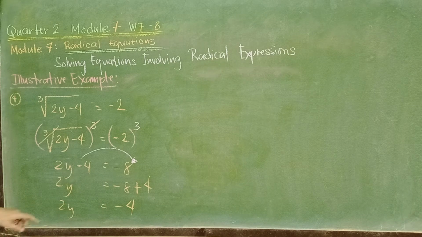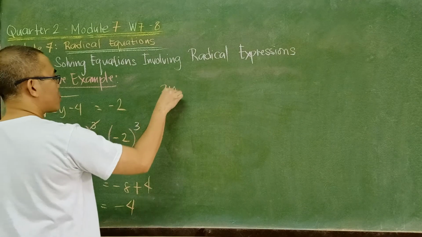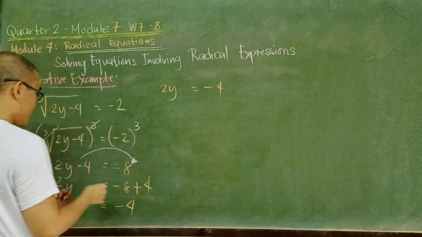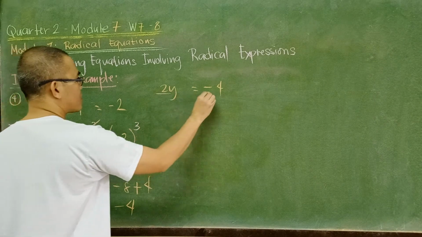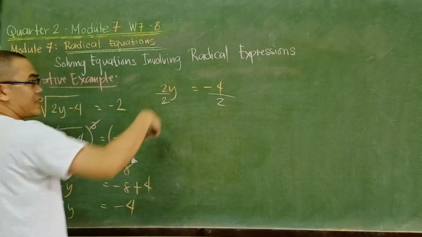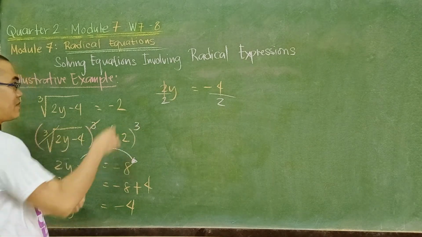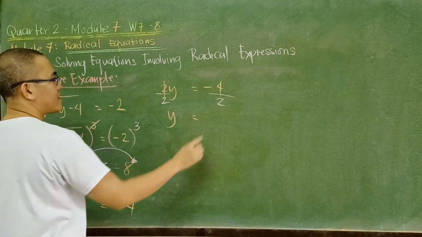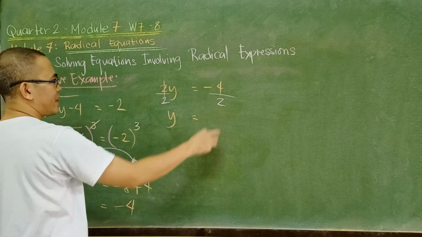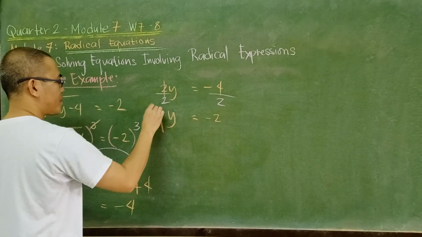Paano natin matatanggalan yung term na kasama ng y, which is yung 2? So, ang gagawin natin is, i-divide natin both sides by 2. So, you have 2y is equal to negative 4. And then, i-divide natin both sides sa 2 para makancel yung 2. So, this will be cancelled out. Ang matitira na lang yung y. And then, you simplify negative 4 divided by 2, that is negative 2.